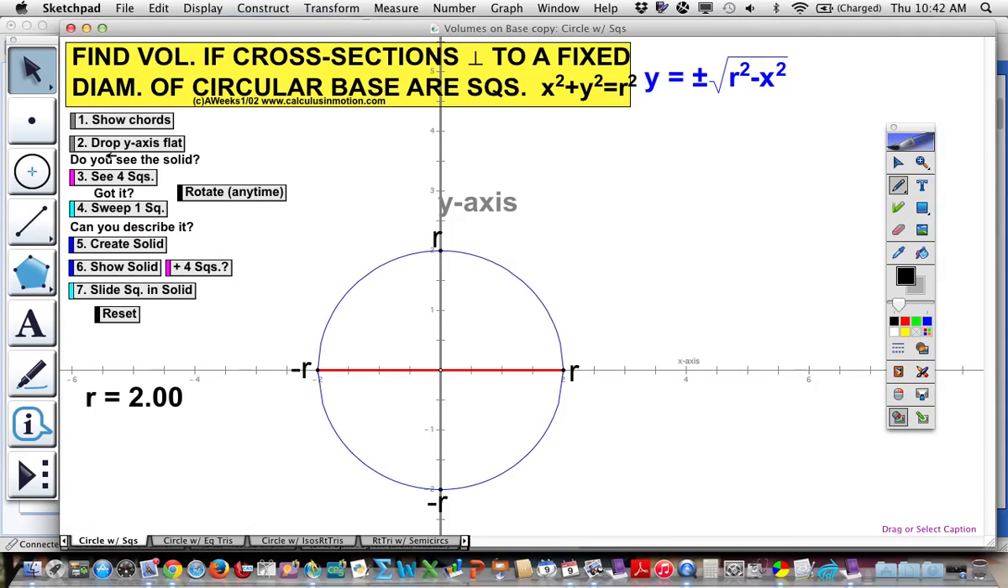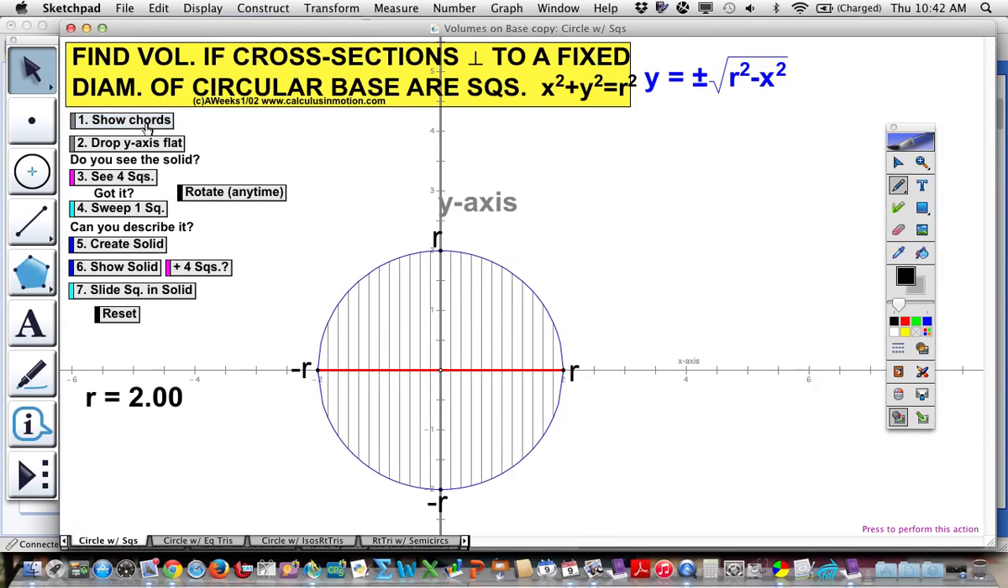Now it's hard to envision that, so this is kind of cool how this little thing works here. So these would be like your strips. Here would be a strip from here down to here. Now remember, we got two halves. We got the top half of the circle, which would be positive square root, and then we got the bottom half of the circle. So there's two curves here, basically. Again, this is the base of the solid, and rising up off of that base are squares.